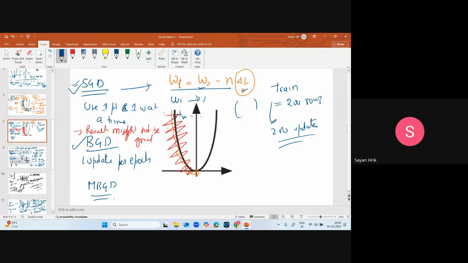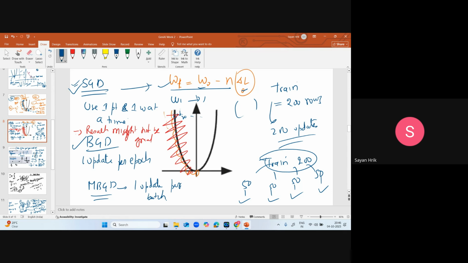So what happens here is, suppose this is your training data. This has 200 rows. What I'll do is I'll divide this data into some batches, right? So I'll take 50 rows in my first batch, 50 rows in my second batch, 50 rows in my third batch, and 50 rows in my fourth batch, right? And I'll do this formula 4 times. Once for this batch, once for this batch, once for this batch, and once for this batch. So basically one update per batch. That's the idea. I had 200 data points, I took a batch of 50, so I have 4 batches. So basically, I'll do 4 updates, 1 update per batch.